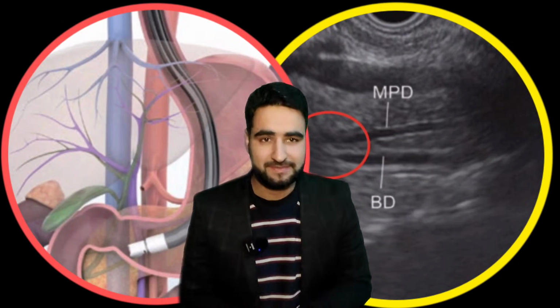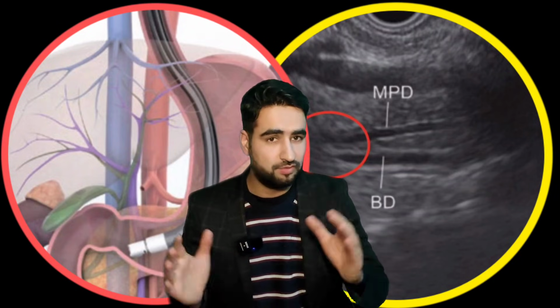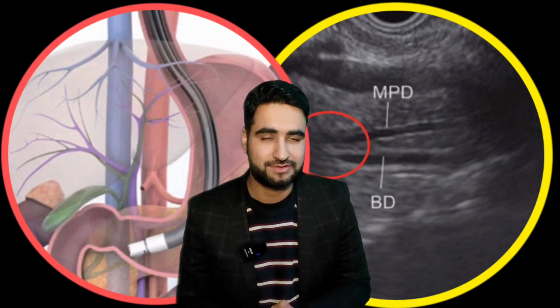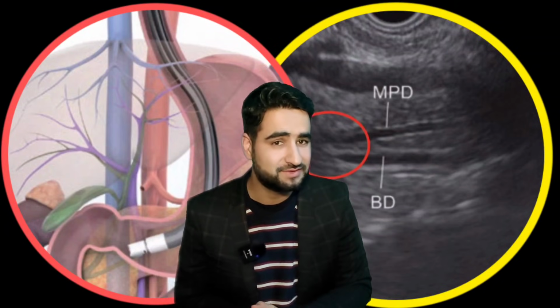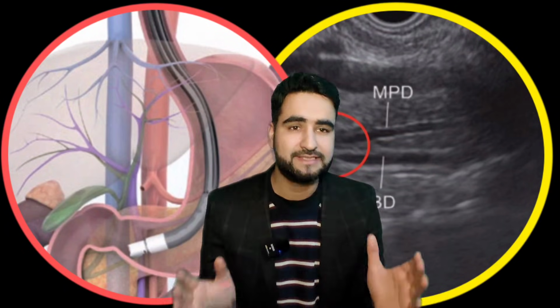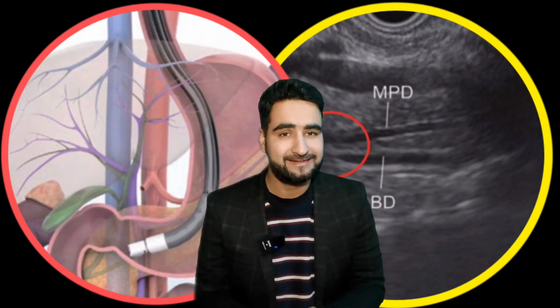Observe the major papilla region carefully. Follow both the bile duct and main pancreatic duct as closely as possible. This is where these two critical ducts converge. After thoroughly observing the major papilla region, it is time to backtrack.